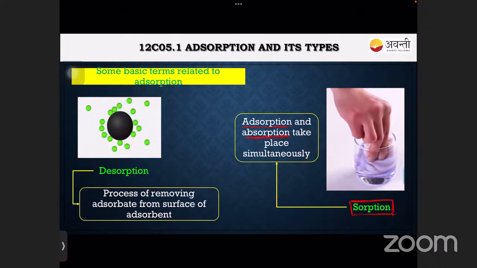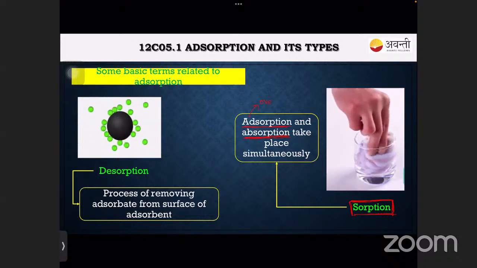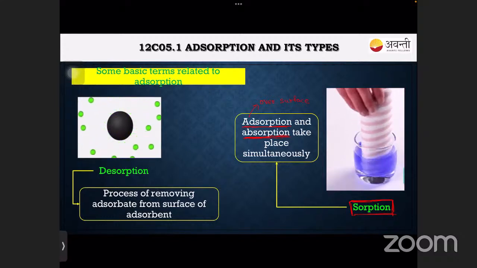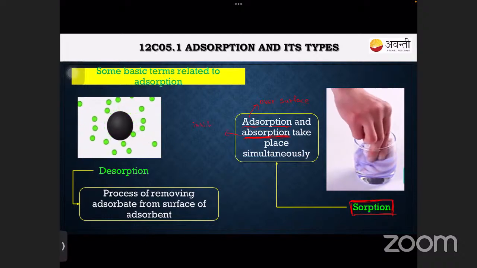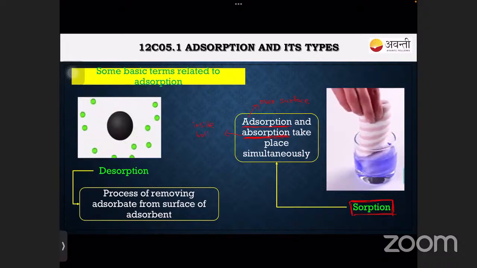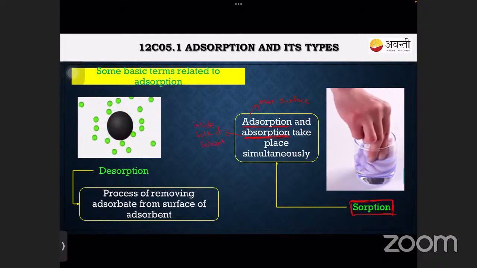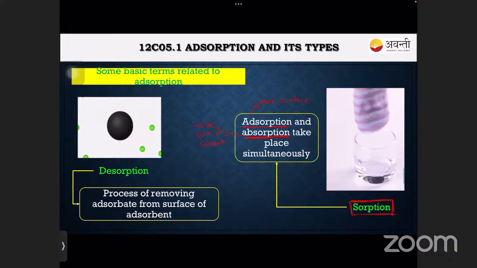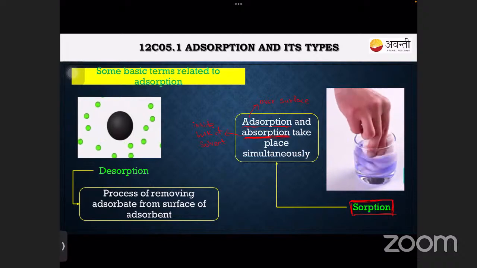But the difference between adsorption and absorption is that in adsorption, it is over the surface only. When you come to absorption, it is inside the bulk of the solvent or solution. Here, the adsorbate molecules are going inside the bulk. In adsorption, they are present over the surface only.